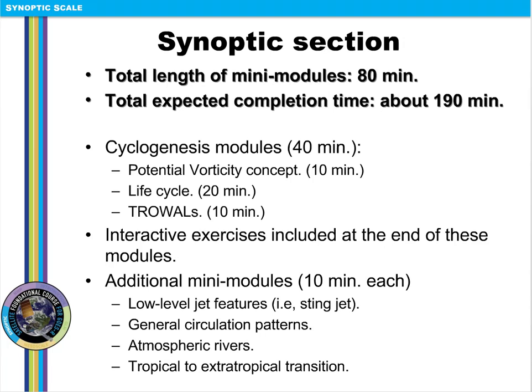It will start out with 3 modules that pertain to cyclogenesis that will combine for 40 minutes in length. At the end of each module, there will be interactive exercises. This will be followed by additional modules including low-level jet features, general circulation patterns, atmospheric rivers, and tropical to extratropical transition. The total length of the videos for this section is about 80 minutes, while the total expected completion time, which includes taking the quiz for each module, comes to about 190 minutes.